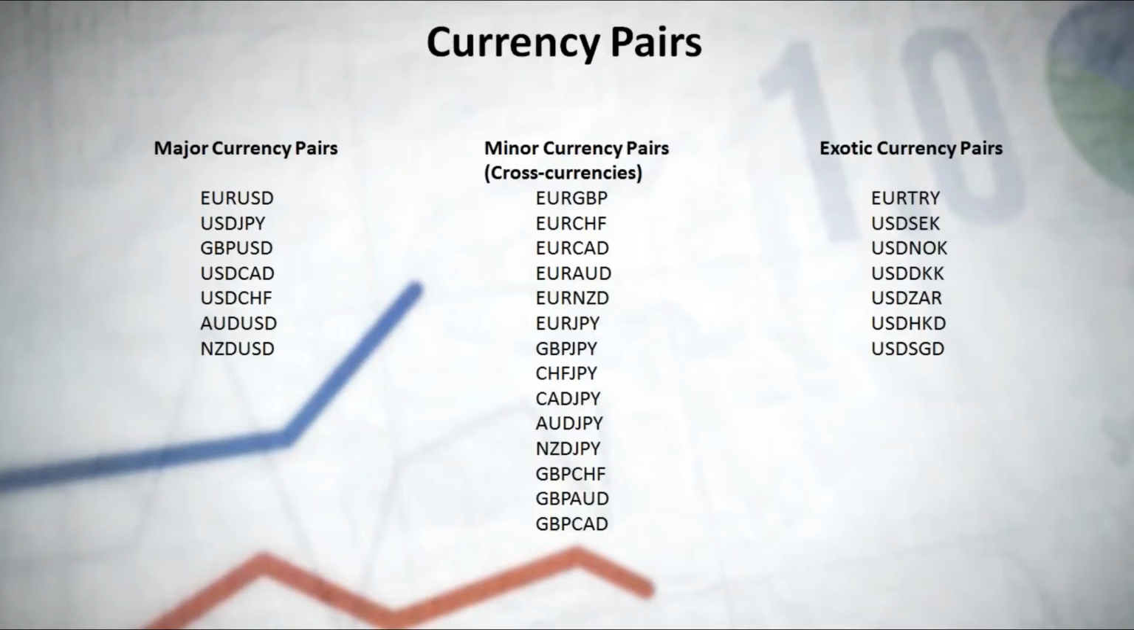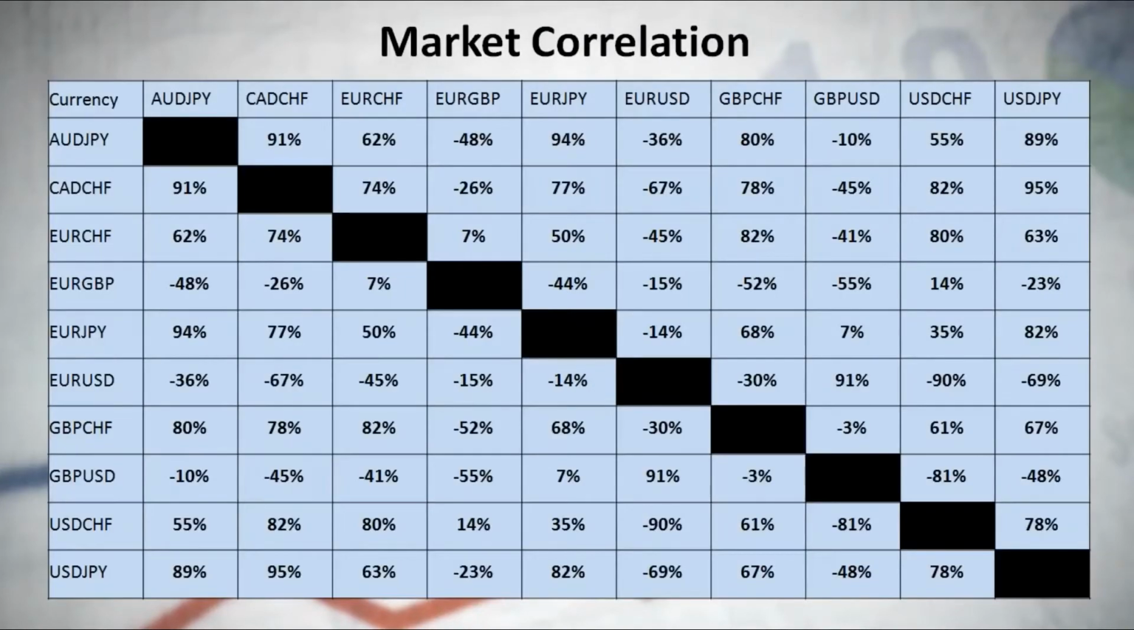I'll speak about correlation. You know, currency pairs correlate with each other. Please look at this table on the screen. This is the table of correlation. I took it from the internet. It can be found on many websites devoted to Forex.